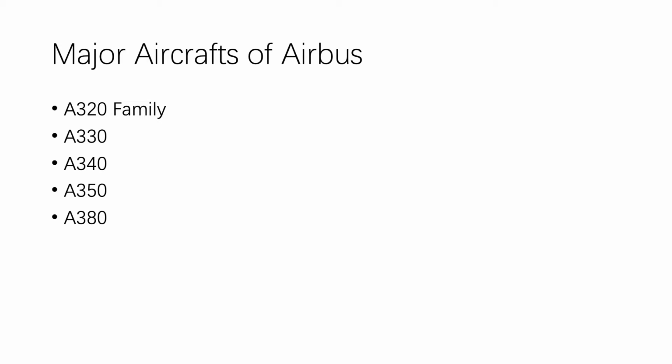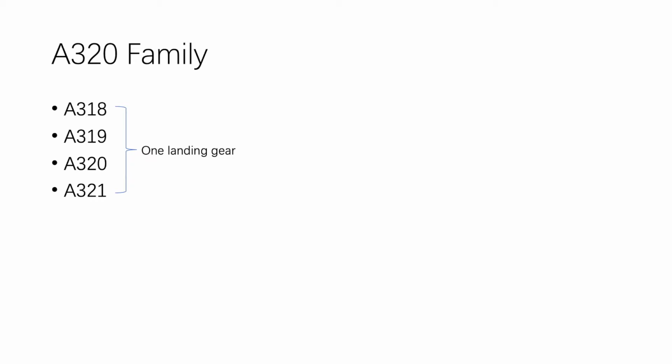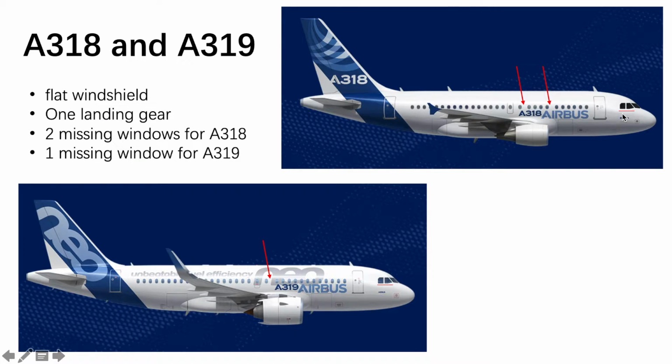First, let's move to Airbus aircrafts. It has five types: A320 Family, A330, A340, A350, and A380. First, the A320 family, it has four types, from A318 to A321. All of them have one pair of landing gear per side. First, let's look at the general feature of Airbus aircrafts. It has a flat windshield here, red line shows.